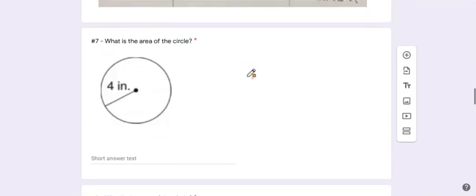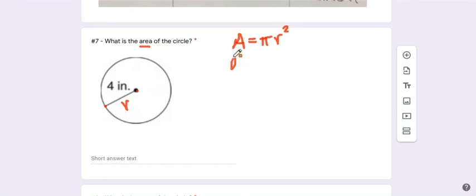So number 7 right here says, what is the area of a circle? So because I'm asked about area, I'm going to write down the area formula. So area equals pi times radius squared. So I write that down every single time. Now I look for in the circle, what am I given? What is this right here? From here to here, halfway across the circle, that is the radius, right? So let's plug in what I know.